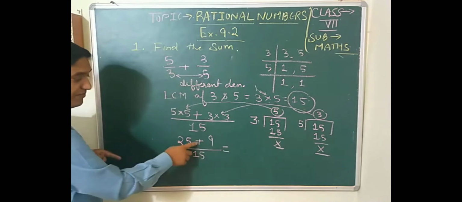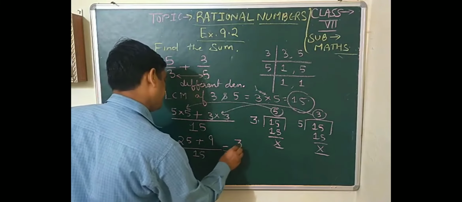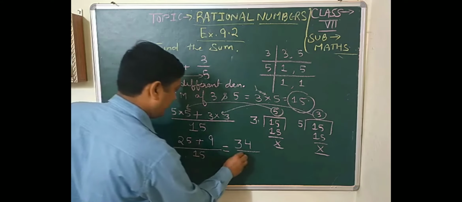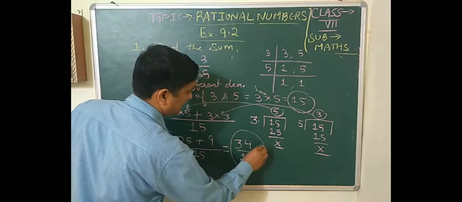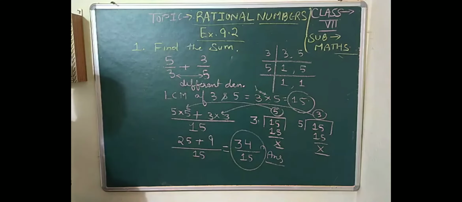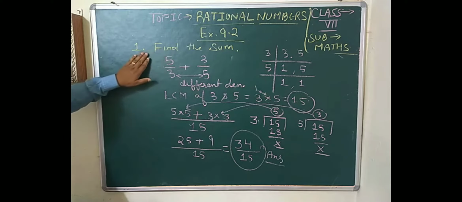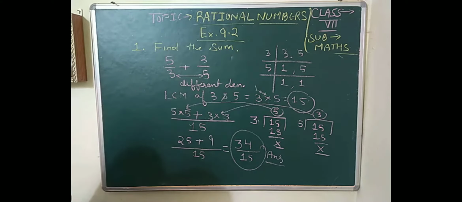Now 25 plus 9, it becomes 34 upon 15. Children, this is your answer, 34 upon 15. Now children, we will do one more question of this question number 1, and the rest of the parts you will try on your own. Now the next part is the third part.